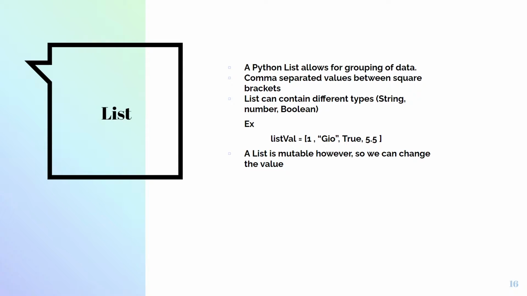Alright, so a Python list allows for the grouping of data. The data within this list is comma separated between each value and is within square brackets. A list can contain various types, such as a string, a number, or a boolean.